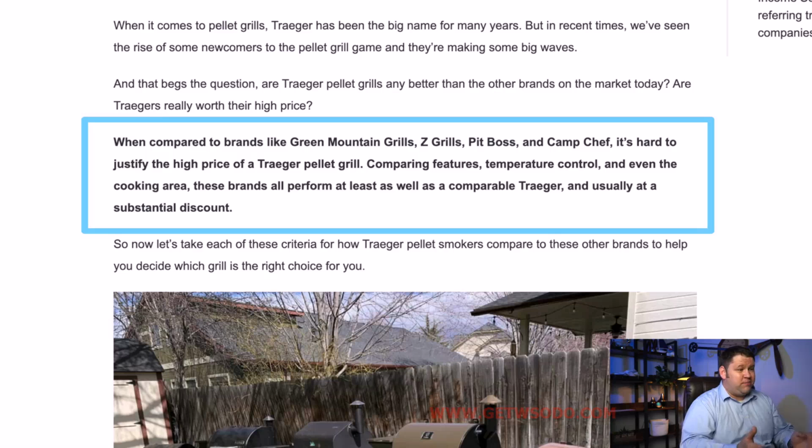Traeger grills, when compared to others, are not worth it when compared on things like their features, their temperature control, and even the cooking area, how much space there is to cook on. And you see what I've done there is I've given myself a few subheadings. I've given myself comparison criteria, and that allows me to do like a whole study on this thing.